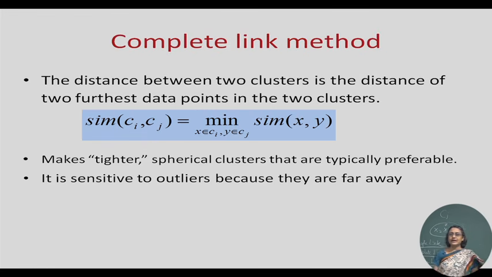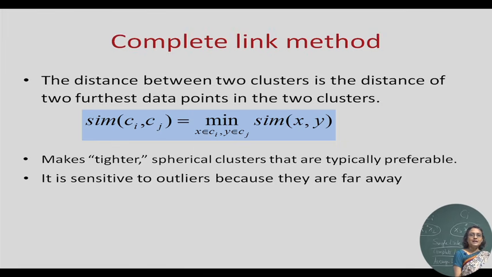In the complete link method, on the other hand, the distance between two clusters is the distance between the least similar pair, which is given by the following formula: sim of Ci, Cj is min over x included in Ci, y included in Cj, of sim(x, y). And complete link makes tighter, more spherical clusters, unlike single link where you can have long, thin clusters.